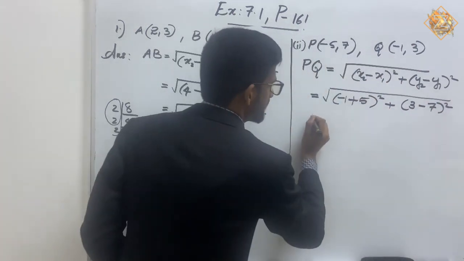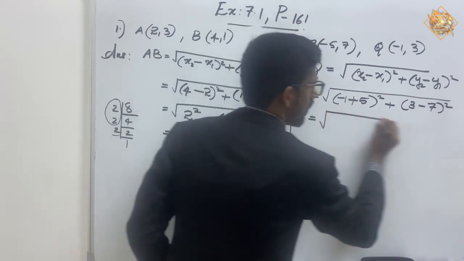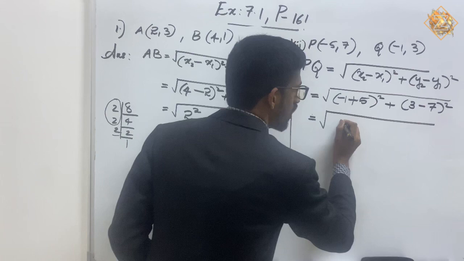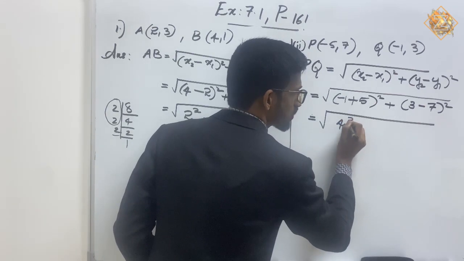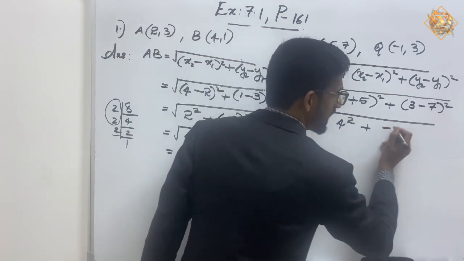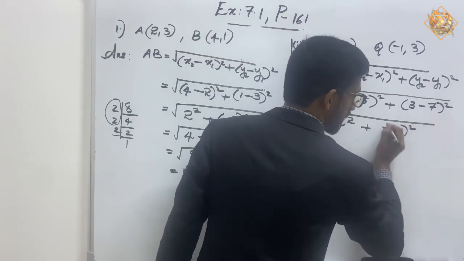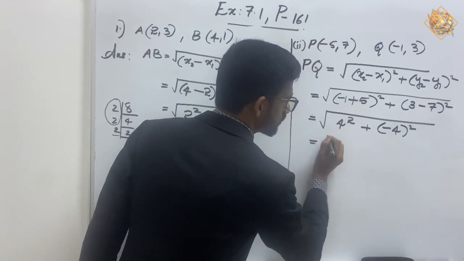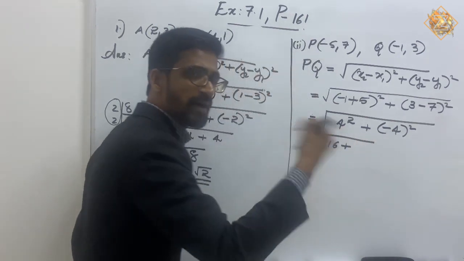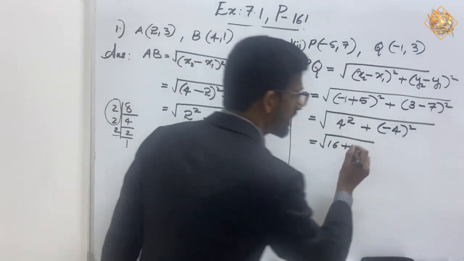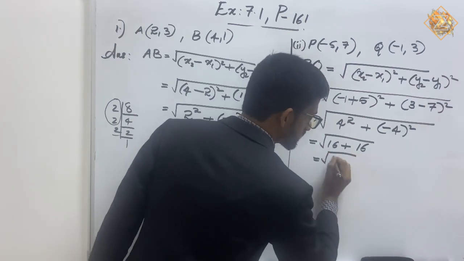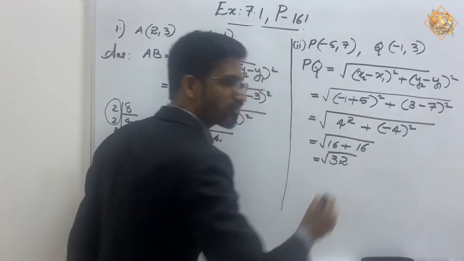Okay, students, so that is equal to square root of (minus 1 plus 5). Minus 1 plus 5, that is positive 4 square, isn't it? Plus 3 minus 7. 3 minus 7, it is what? Minus 4 square. Okay, students, so that is equal to what? Square of 4, it is 16, plus square of minus 4. Minus 4 into minus 4, that is positive 16. So here 16 plus 16, we will get it is 32, that is square root of 32.